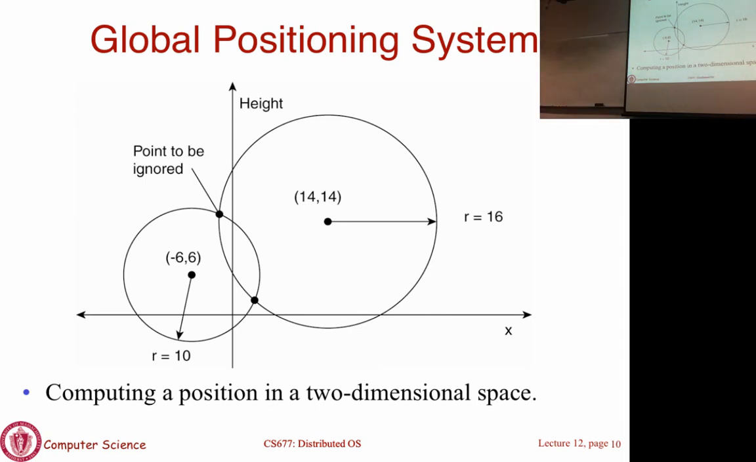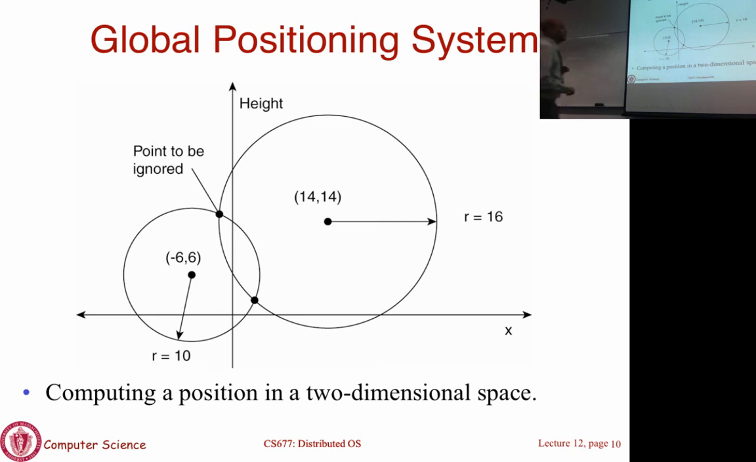What this node is trying to do is figure out its current location. It doesn't know its location and it's trying to figure it out. So the question is, how is a node supposed to find its location? That's the problem GPS solves.